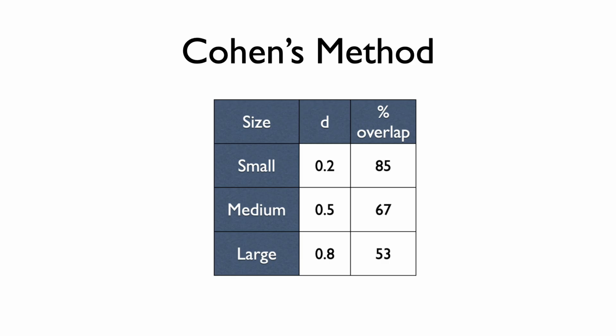Look at how much overlap there is between the distributions of those three levels. At the small level, there is 85% overlap. Even at medium, 67%. And the large effect, oh, it's so big, and yet more than half are the same.